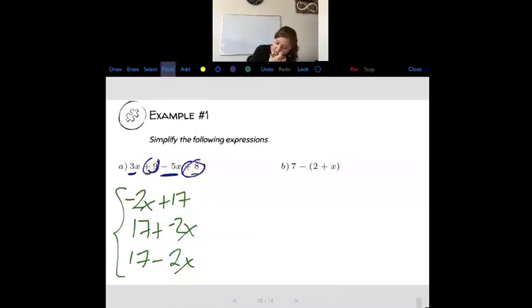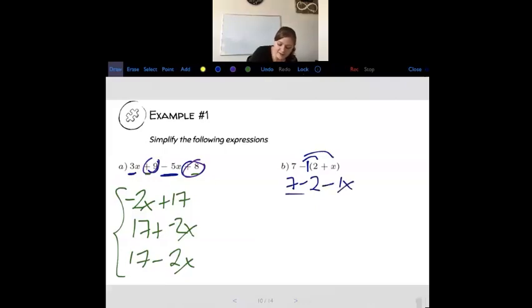Example B includes an example of distributing. So minus, when you see minus there, you can imagine that there's a 1. And these parentheses denote multiplication. So before I can start combining like terms, I need to see what exactly I have. So this -1 distributes to the 2 and the x. So this becomes 7 minus 2, and then -1x.